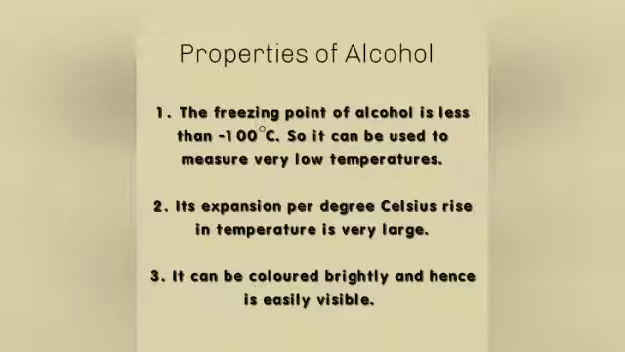The property of alcohol. In the same way as mercury, alcohol has a very low freezing point. It is less than minus 100 degrees Celsius. Using alcohol thermometers, we can measure very low temperatures. The freezing points can be measured with alcohol, and it has a good expansion and it can be colored brightly and hence it is easily visible. These are the properties of these two main liquids which are used in thermometers.